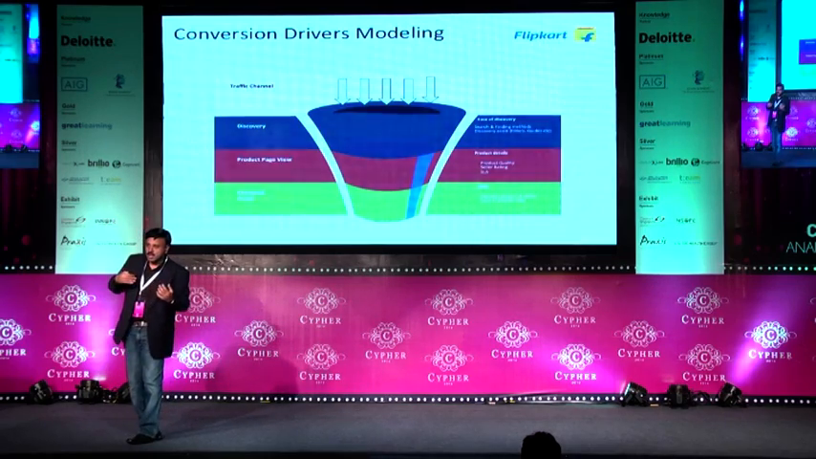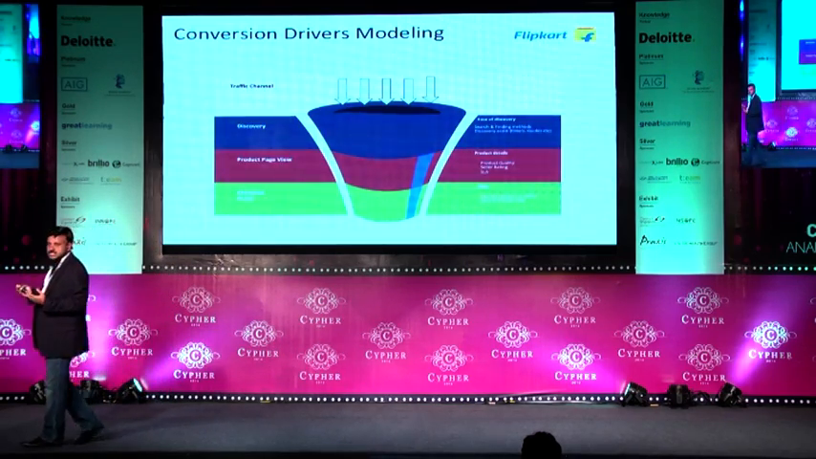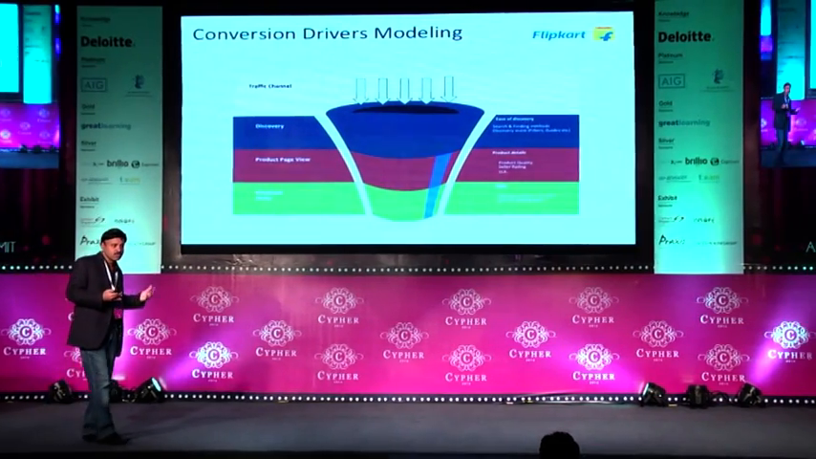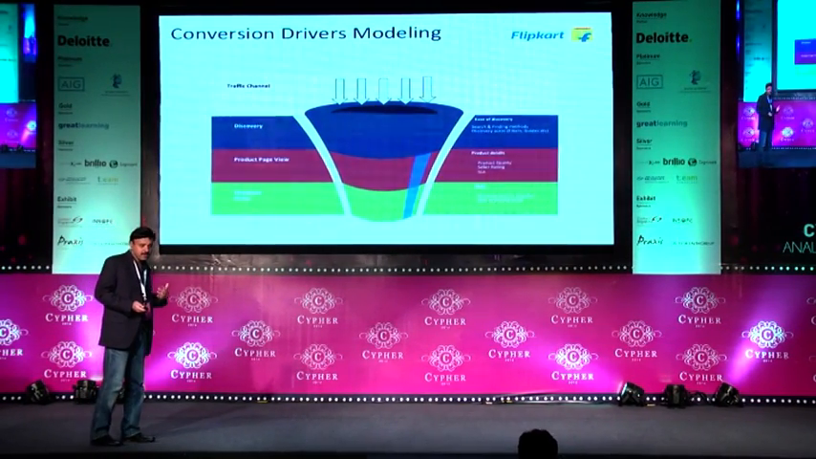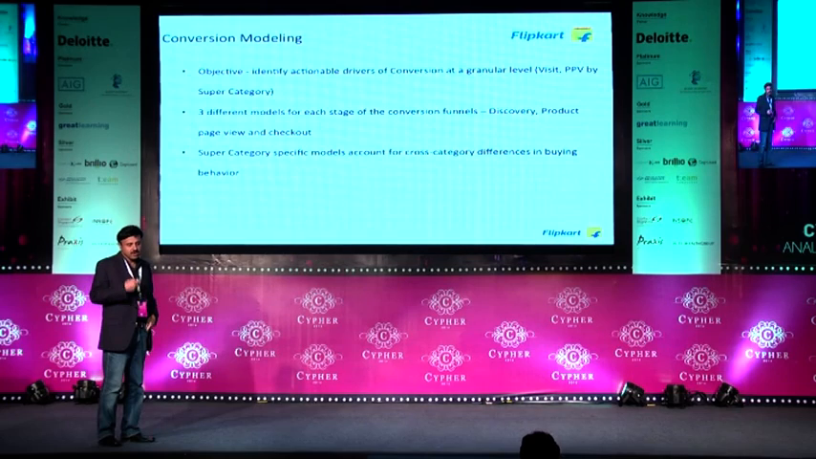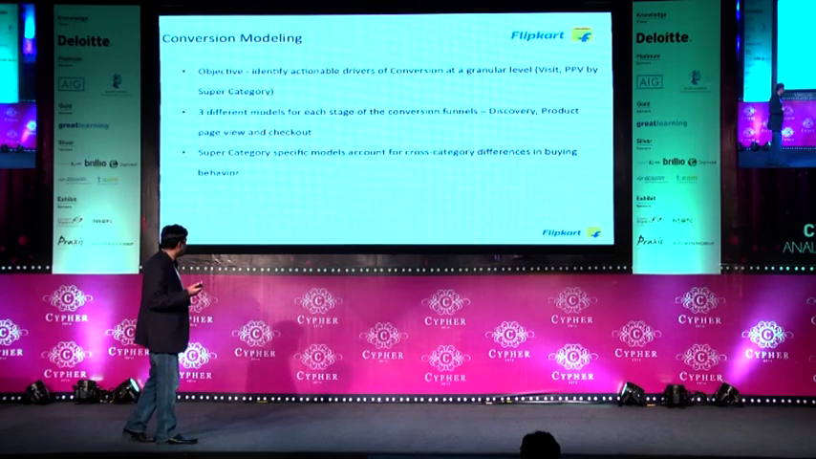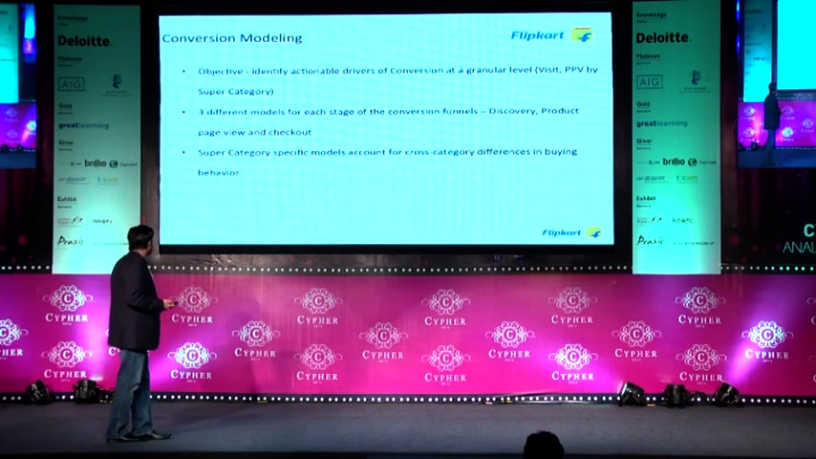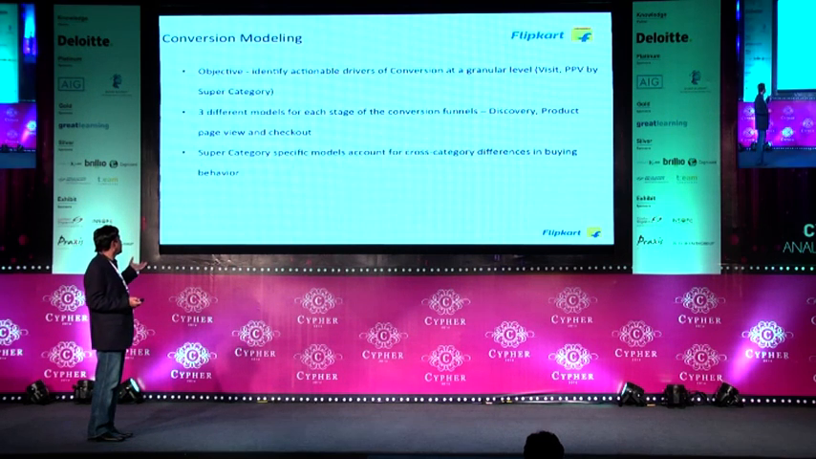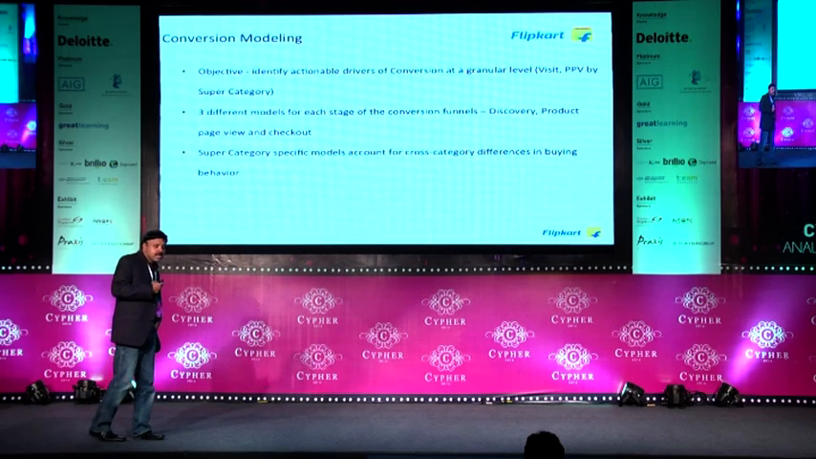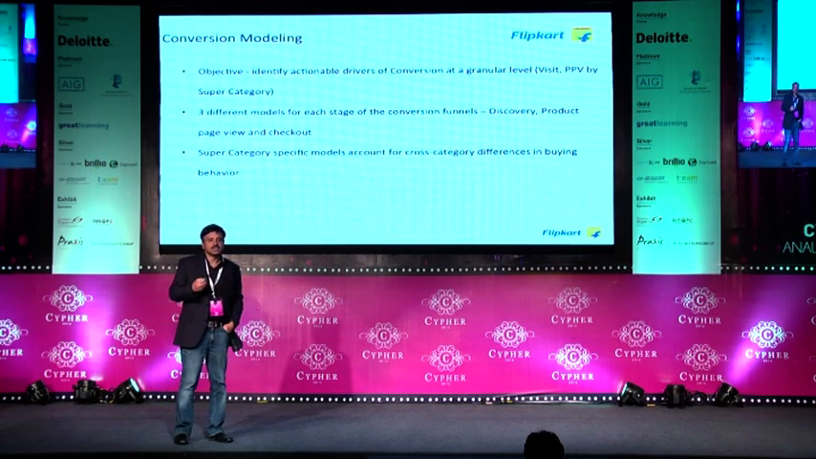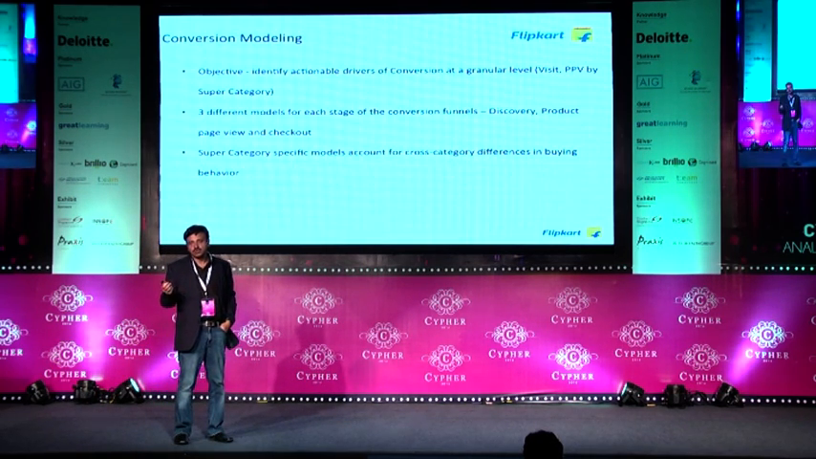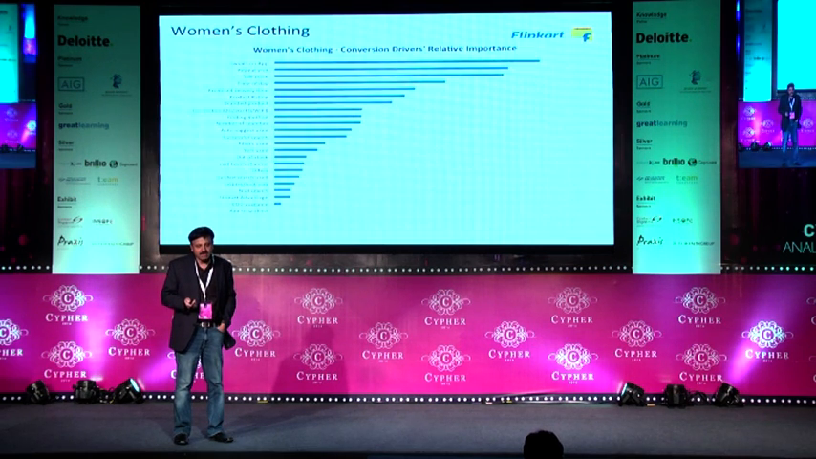Discovery is governed by how good your search engine is, how good your personalization is, and so on and so forth, right? Whereas once you get to a product page view, you're seeing an actual product. From that point, it may depend a little bit more on other things, like pricing and so on. So identifying actionable levers for conversion at a granular level. Most important is the third bullet, right? Each category has its own value proposition to the consumers. So what drives conversion is that value proposition, right?